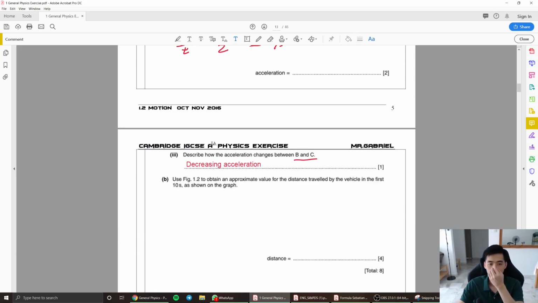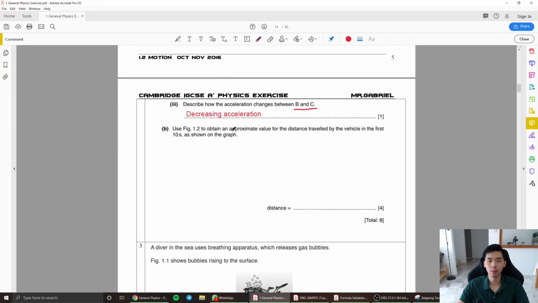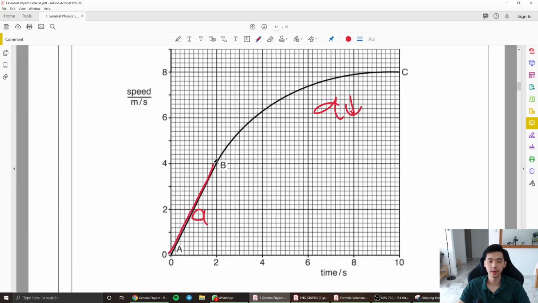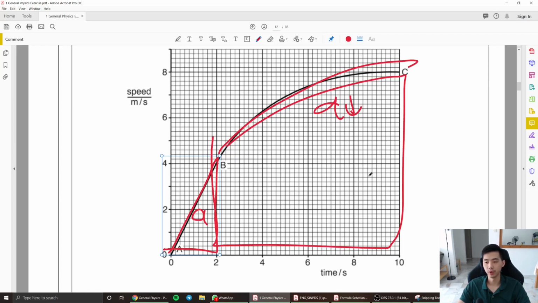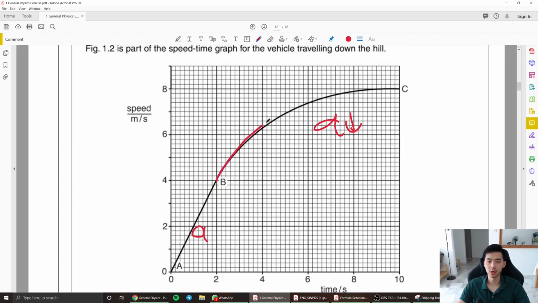And finally, the bane of all students. Using figure 1.2, obtain an approximate value for the distance traveled by the vehicle in the first 10 seconds of the graph. Now if I want to find the distance traveled in a normal graph, usually I'll just find the area here, find the area here, and then add them both together and find the total distance traveled. But you notice that in this question, the graph actually curves. There is no way for you to find the area under a curved graph unless you're doing the integration formula. But in this case, what you can do is use approximate values.